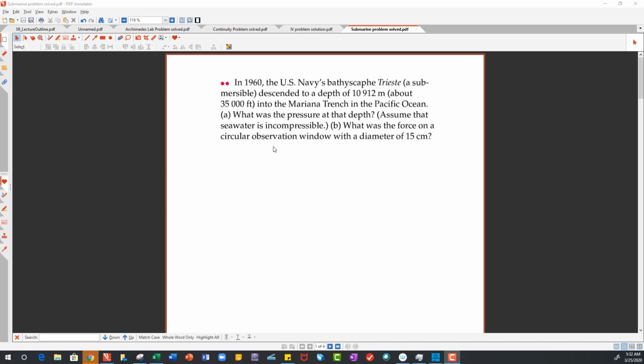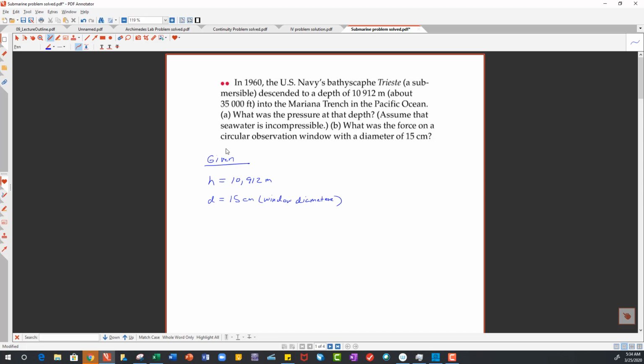So then the next step we want to do is reread the problem and list just the givens. So what is given in the problem? The descent depth is h, so we'll call that h is 10,912 meters. Now again, the trick to translating a word problem into a solvable math problem is you want to write the givens in terms of variables that are going to be used in the math equations to solve the problem.